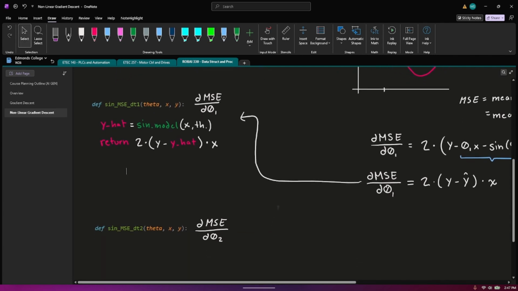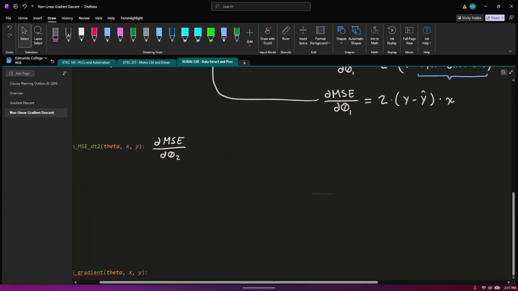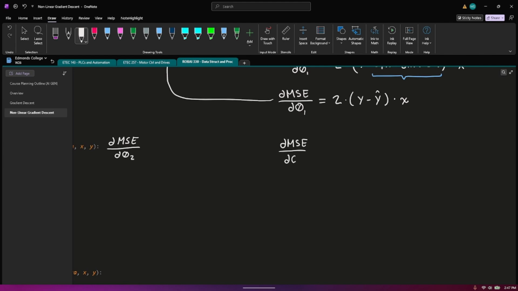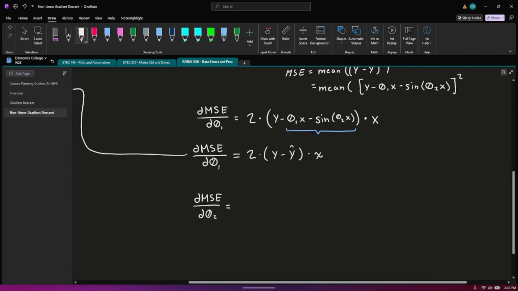This is the direction theta 1 is heading. Right? So, coming down here, we'll do the exact same process, but this time for the derivative of the MSE with respect to theta 2. And again, just for my own reference, I'll write this out again here.